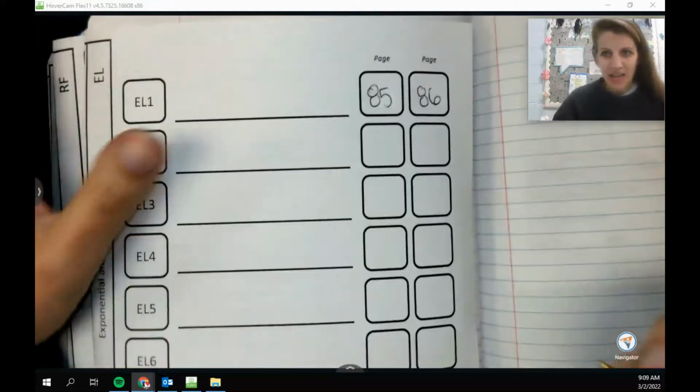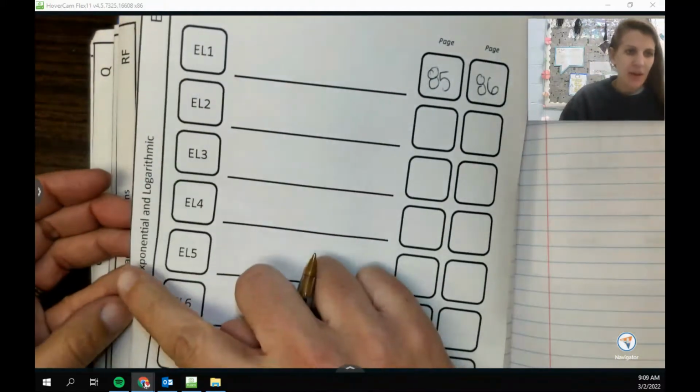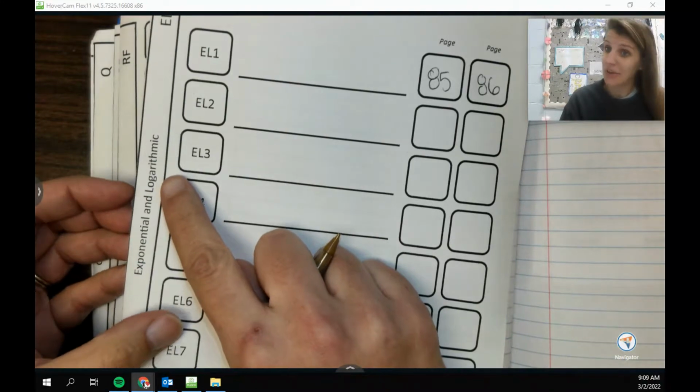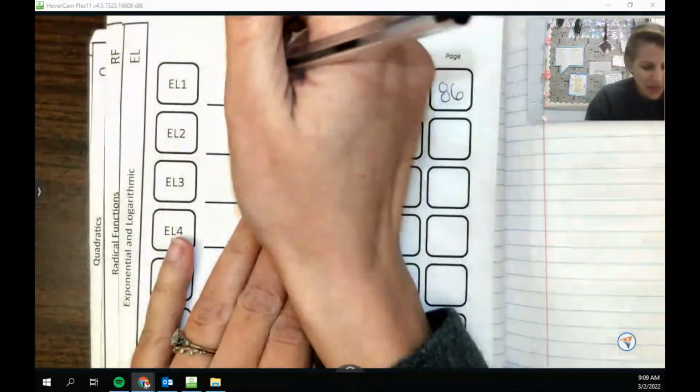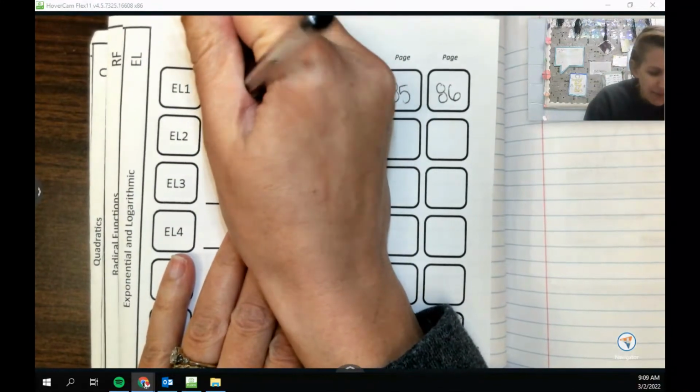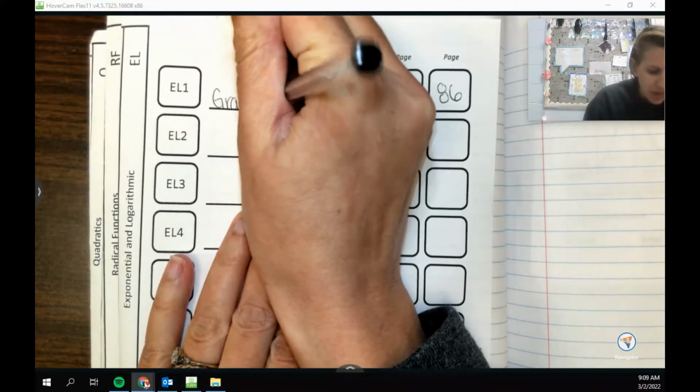All right, guys, we're going to add to our new chapter here talking about exponentials, and this scary word. The first section we're going to talk about here is graphing exponentials.